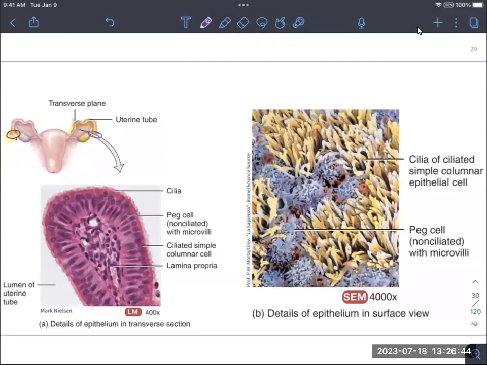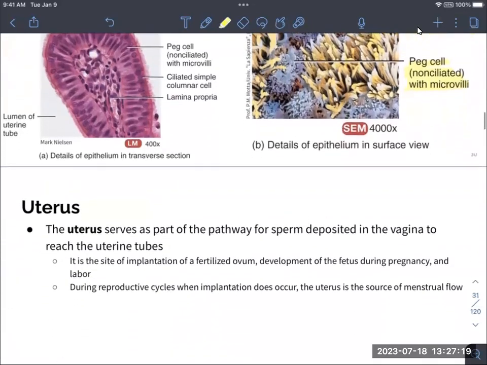Then once we get inside, we get this ciliated simple columnar epithelium. And then we have those peg cells that have that microvilli on it. These are helping with a sweeping motion to move that oocyte down that uterine tube, along with the peristaltic contractions from the smooth muscle that is in that uterine tube, to help this oocyte, ovum, zygote, whatever stage it may be in, to get down to that uterus.